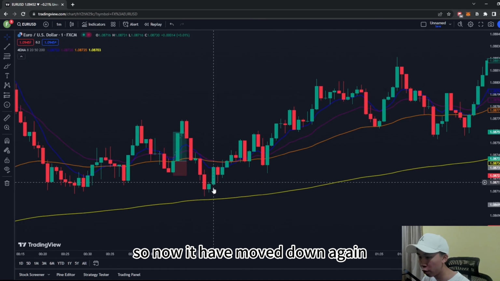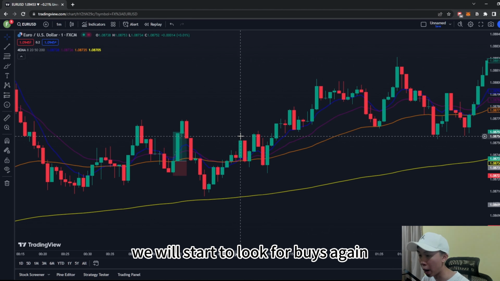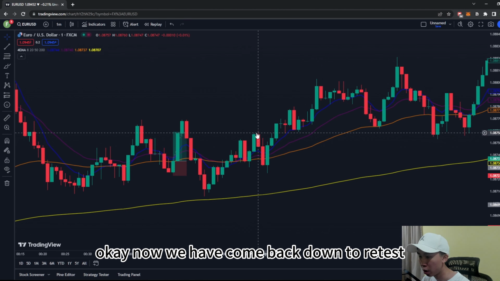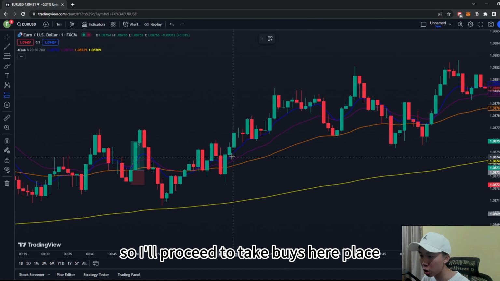So now it has moved down again. Price crossed back up all the moving averages. We will start to look for buys again. So no trades yet. Okay, now we have come back down to retest and we have a bullish engulfing. So I'll proceed to take buys here.